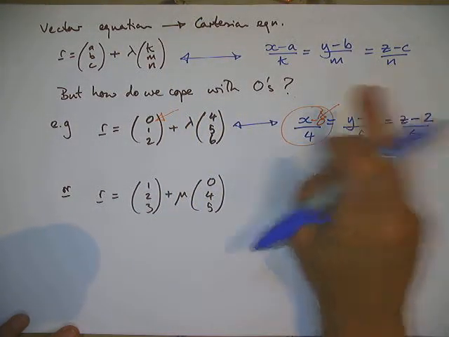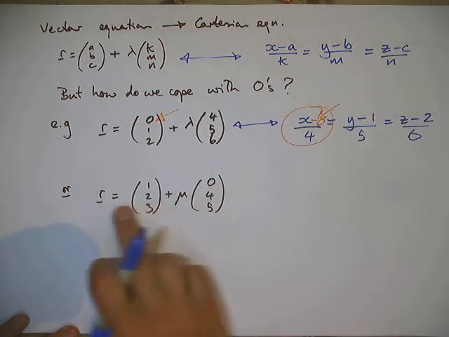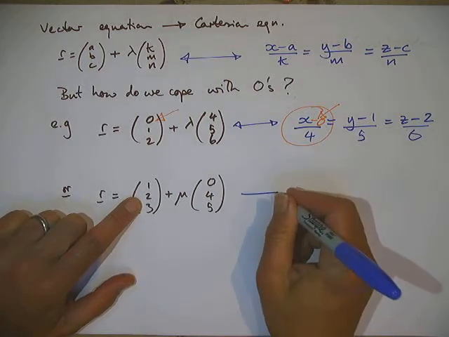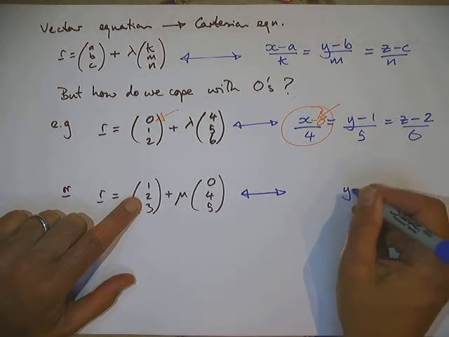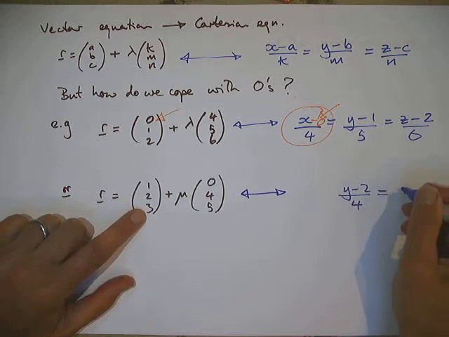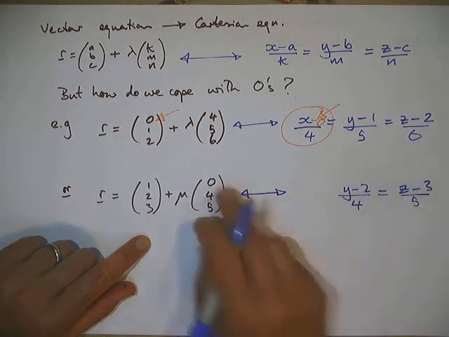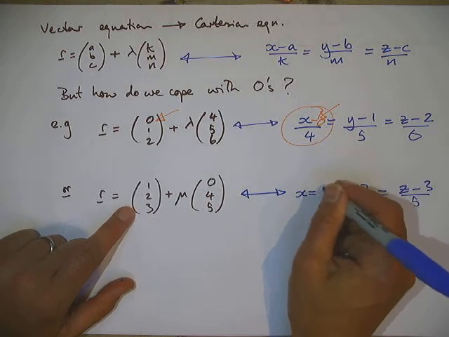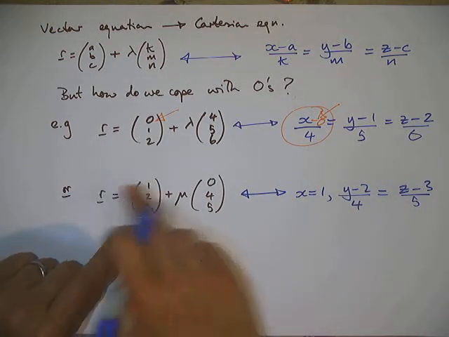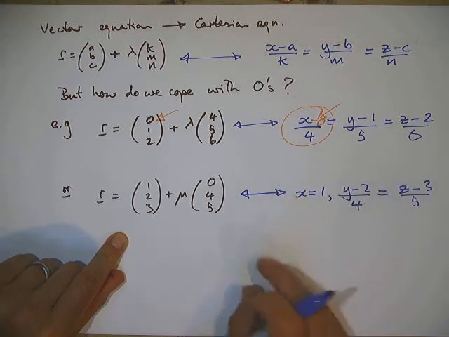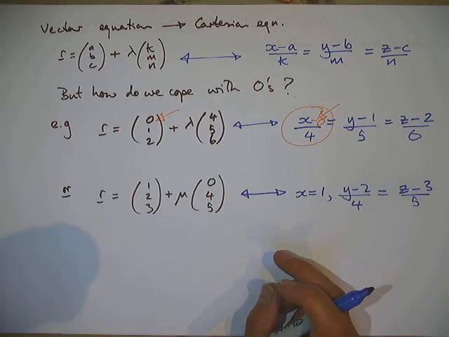Where we have to be careful is we can't put zeros in denominators. So in this case here, we're okay to write y take 2 over 4. We're okay to write z take 3 over 5, but we can't divide by that 0. All we do is we put a comma and say that x is always 1. The x component of this is 1 plus nothing. The x is 1. So we get a Cartesian form that looks a bit like that.